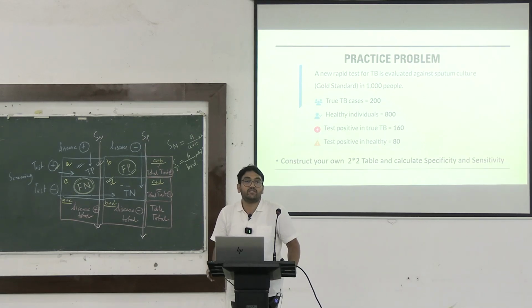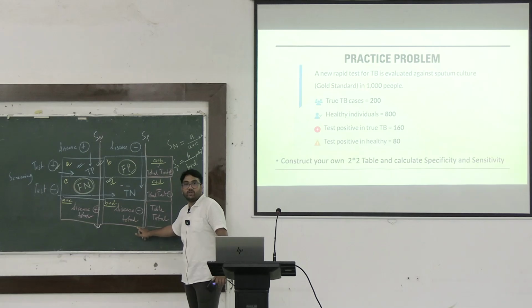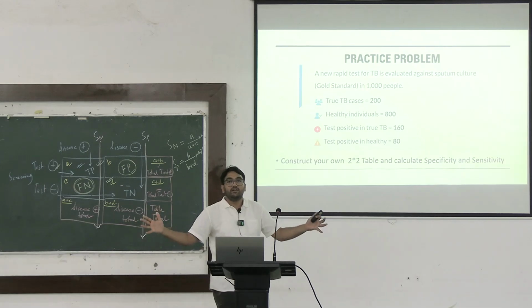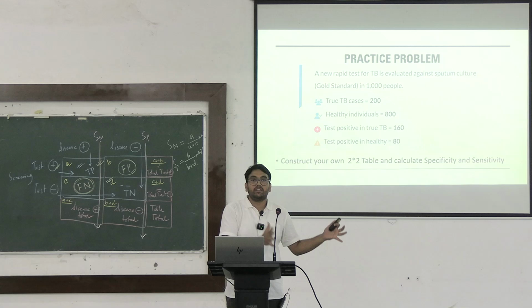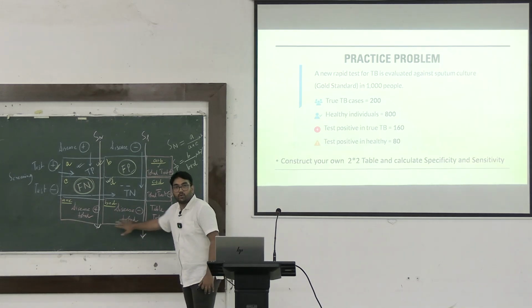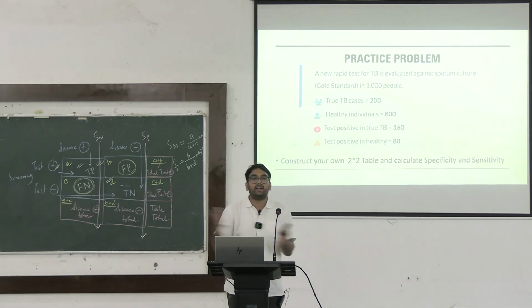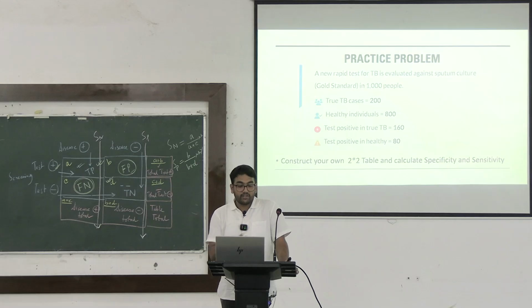Healthy individuals 800. That means which box? B plus D. Disease negative. So these are the healthy individuals. So total were 1000. So if disease positive is 200, disease negative has to be 800. Total has to be 1000. Isn't it? If 200 have TB, then 800 automatically don't have TB. So that is what the first two statements have given you.